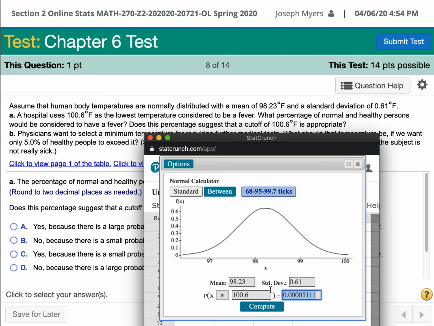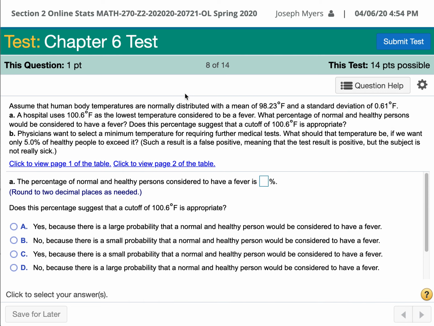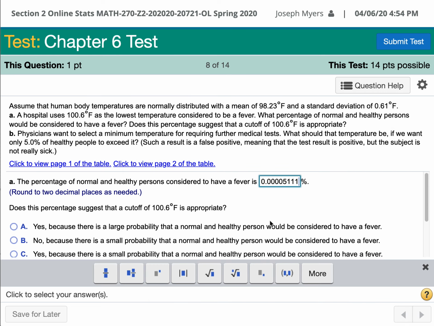The probability is that many people would be considered to have a fever who are actually healthy people. So there's not very many healthy people who would have a fever. Before I forget, let me move the decimal point over to there, and then round it off to 2 decimal places. Since there's a 5 after that, this rounds up to 1. Oh, I'm sorry, I don't need 2 zeros there. So there's 0.01. The percentage of normal and healthy persons considered to have a fever is 0.01%.